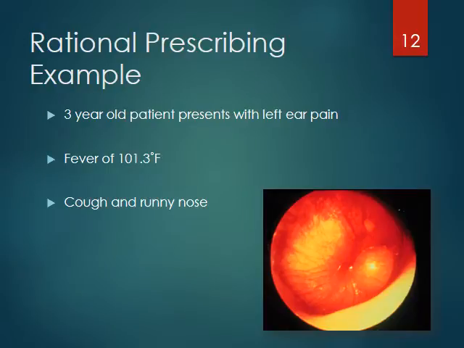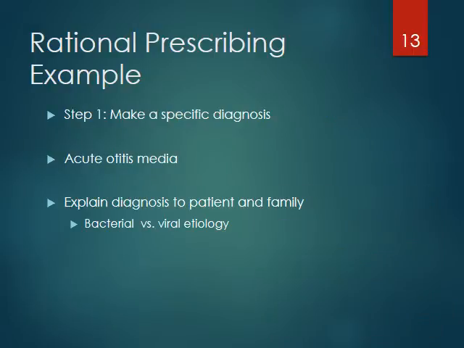So as another kind of soup to nuts example of rational prescribing, let's say we have a 3-year-old patient who's presenting to our clinic with left ear pain. He's got a fever of 101.3. He's got cough and runny nose. You go ahead and look inside the ear, and this is what you see. So obviously you're going to start off by making your tentative diagnosis. Based on that, we're going to be thinking that this is acute otitis media.